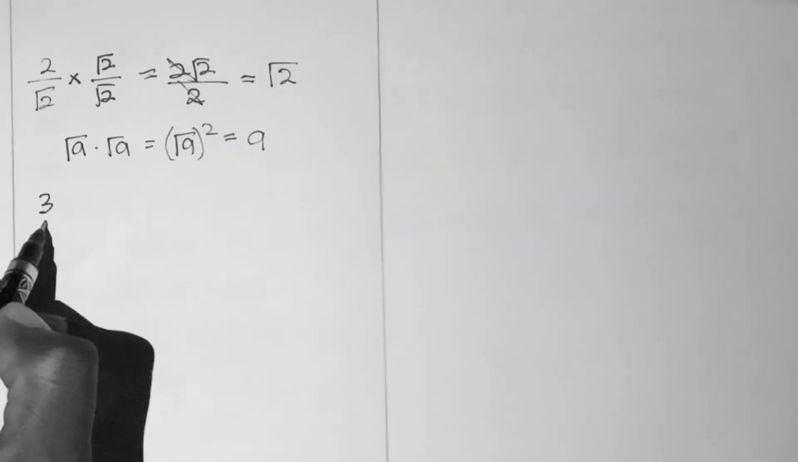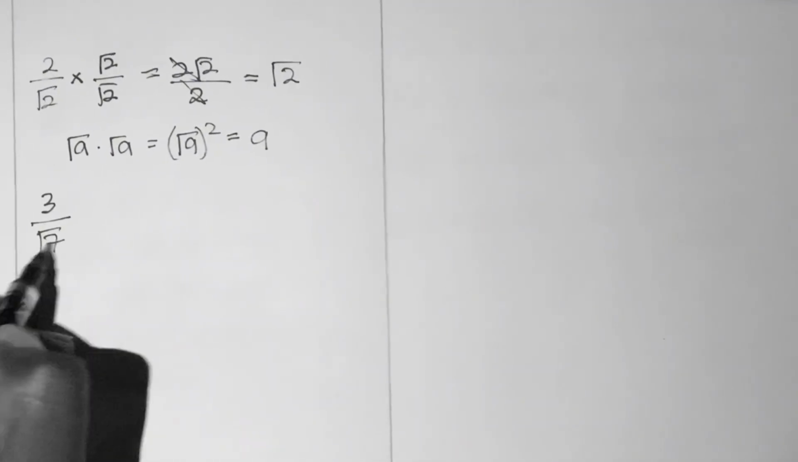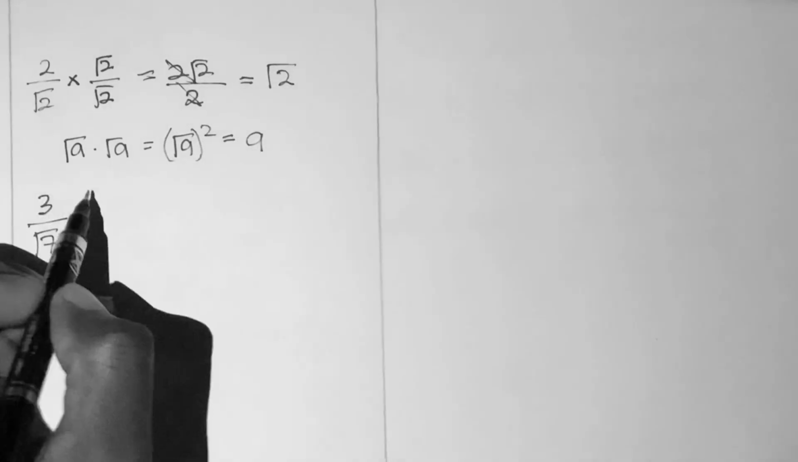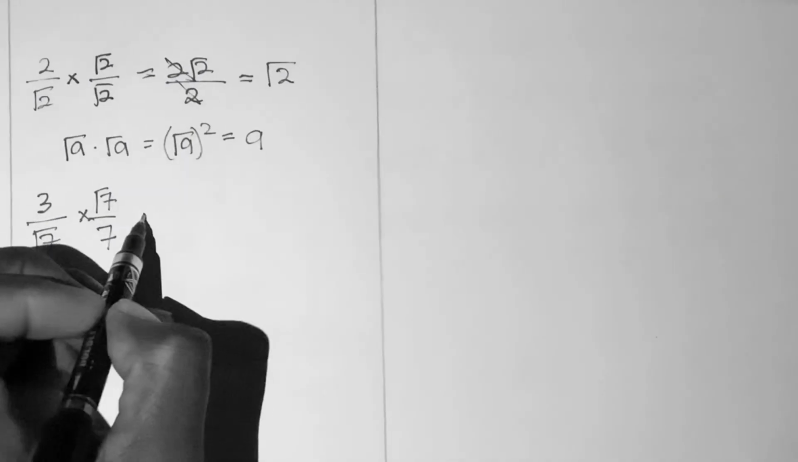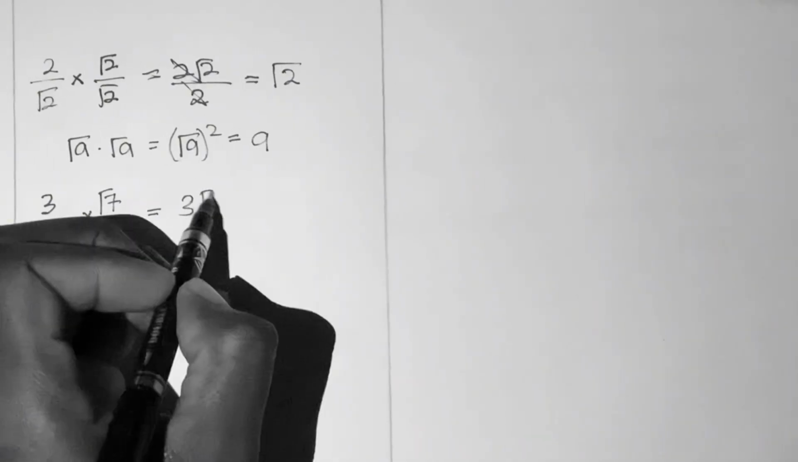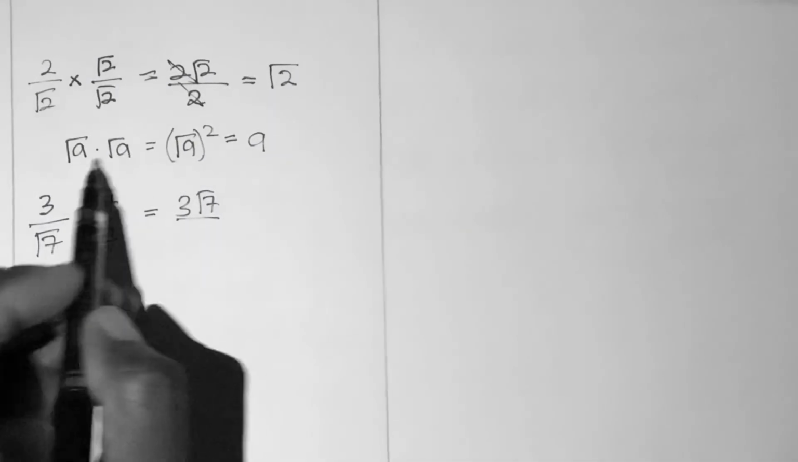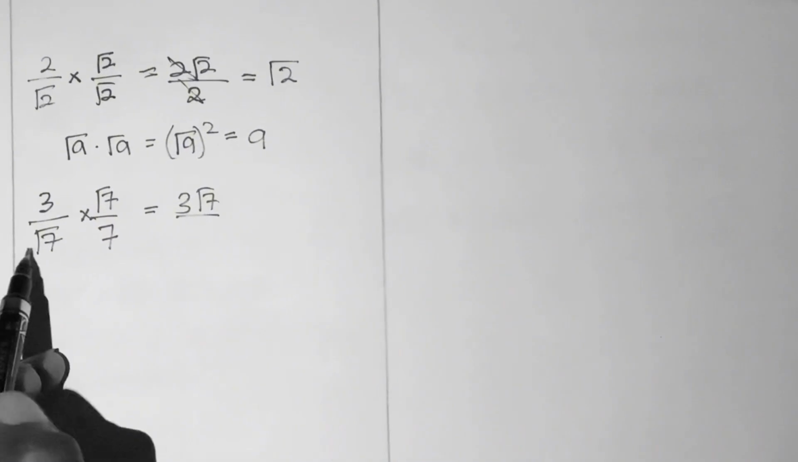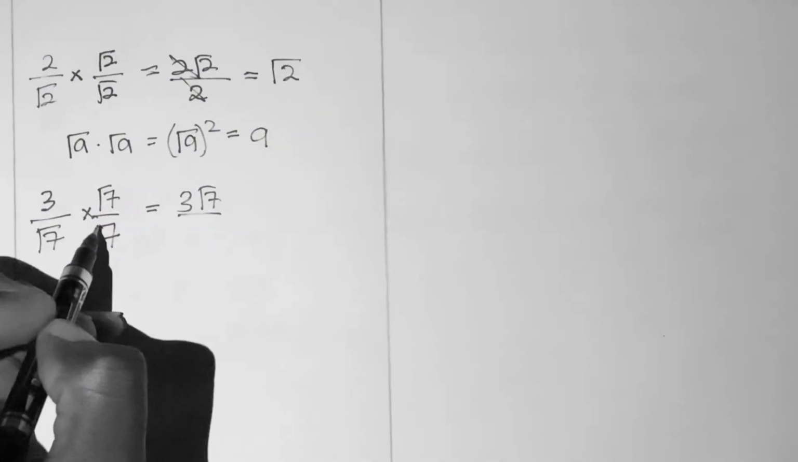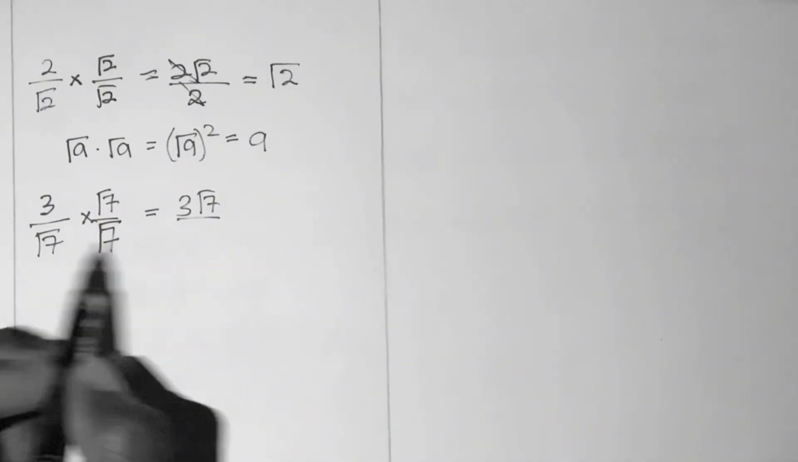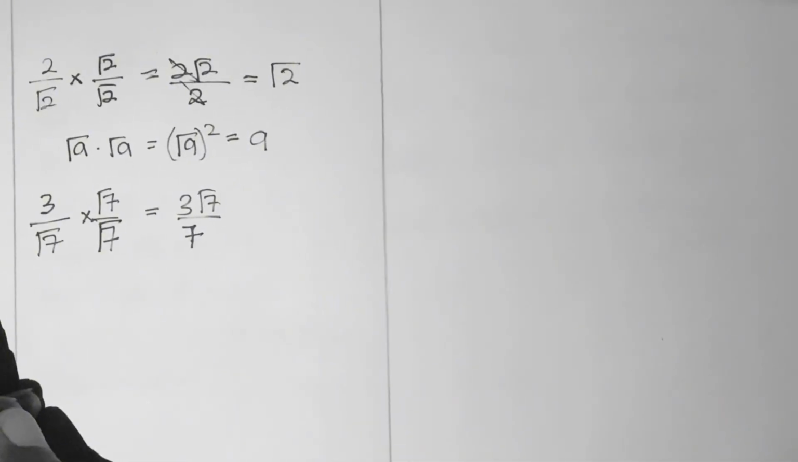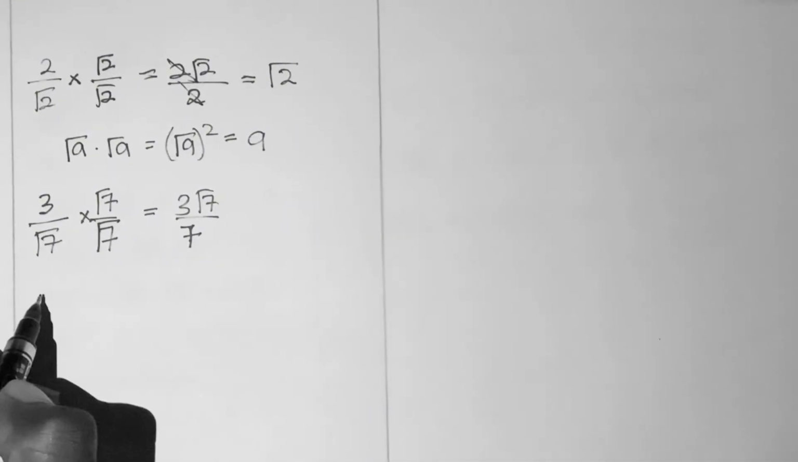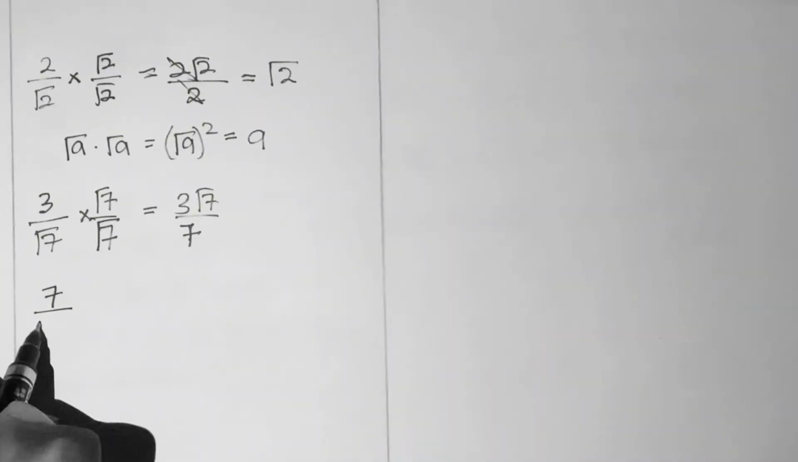So let's rationalize 3 over square root of 7. So multiply the numerator and the denominator by square root of 7. So this is equal to 3 root 7 divided by, now remember, root a times root a is a. So root 7 times root 7 will give us 7. So here's 7. What about 7 over square root of 5?